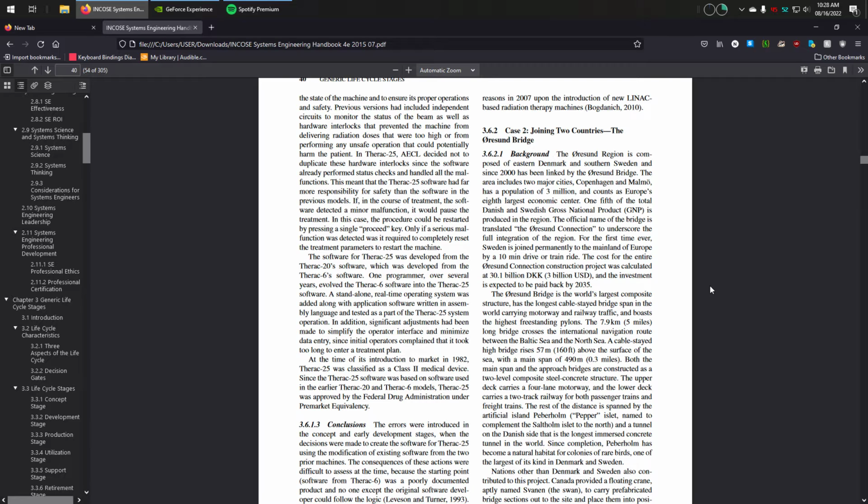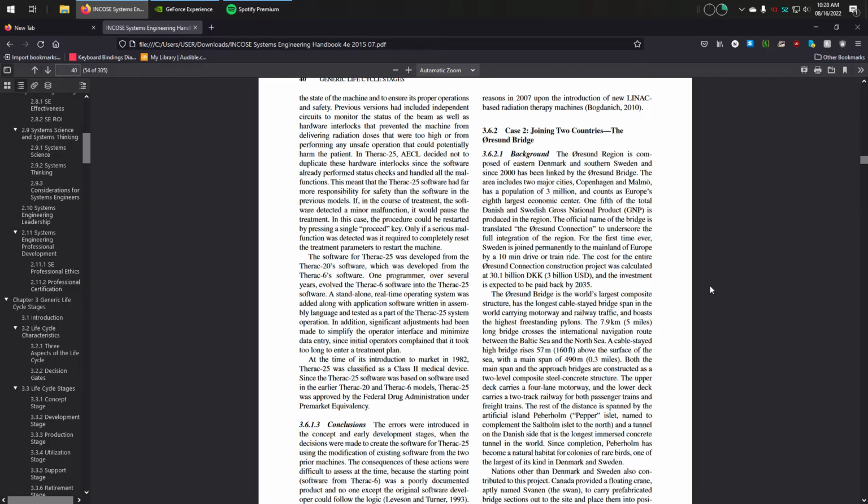If, in the course of treatment, the software detected a minor malfunction, it would pause the treatment. In this case, the procedure could be restarted by pressing a single proceed key. Only if a serious malfunction was detected was it required to completely reset the treatment parameters to restart the machine. The software for THERAC 25 was developed from the THERAC 20's software, which was developed from the THERAC 6's software. One programmer, over several years, evolved the THERAC 6 software into the THERAC 25 software.